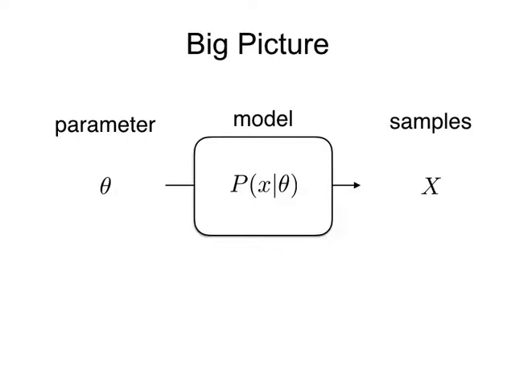So the notation for our probabilistic model is we have some set of probabilities describing some events given some parameters. And the parameter, basically, we want to say that our probabilistic model is defined by some parameters that generate some samples x.